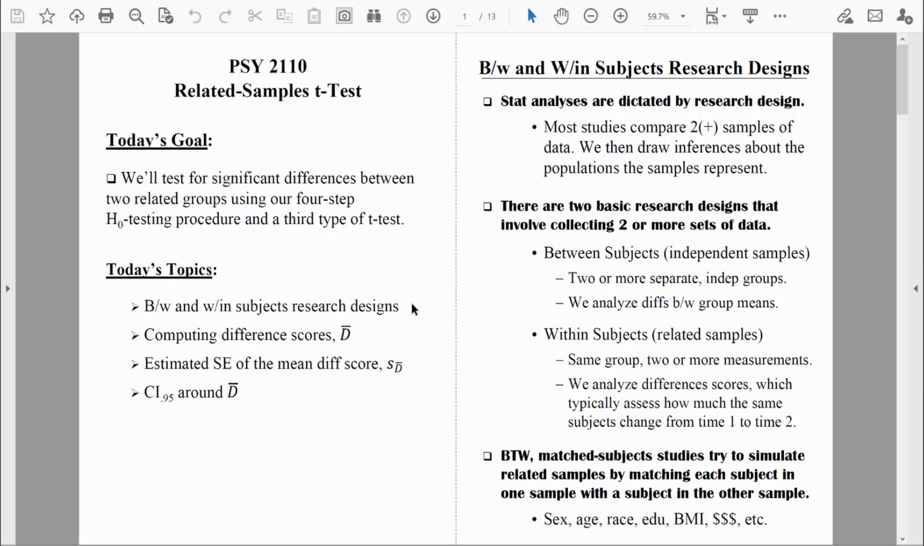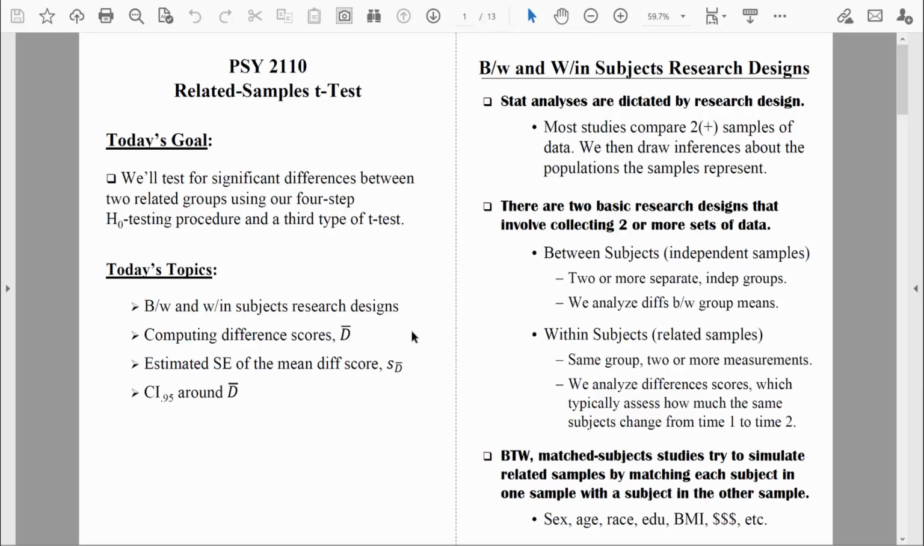Welcome back, everybody. Let's continue to talk about the related samples t-test. The last time we were together, we discussed the basic rationale for the test, and we also discussed when it's appropriate to do the related samples t, and that's specifically during a within subjects research design, also known as a related samples research design, where we measure the same people more than once.